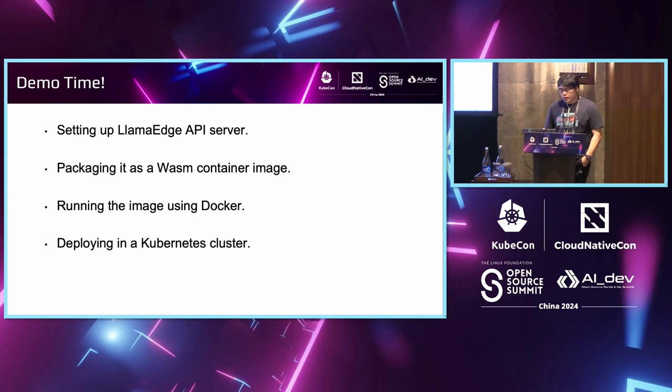And so about our demo, I will take LlamaEdge, just the API server, as our example. Of course, you can change it to any AI or LLM agent application by yourself, because all of the APIs are provided as libraries, so you can compose it yourself. And then I will show how to build this Wasm application and pack it into a container image, and then publish it, run it, and deploy it on our Kubernetes cluster.